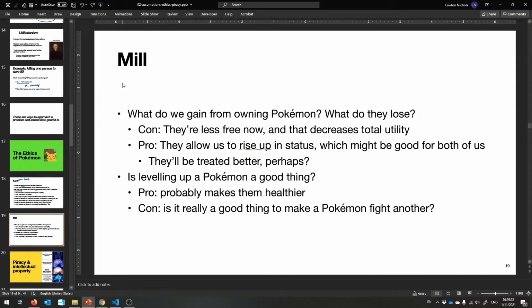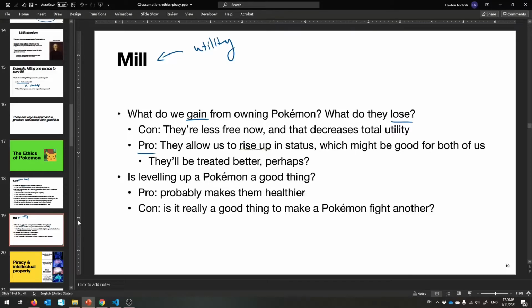And now let's talk about what Mill might think. It's always about utility. What's gained? So what do we gain from owning Pokemon, and what do they lose? This is the trade-off. That's how we determine utility. A con would be that they're less free if we go and catch them, and that would decrease their utility. Maybe they want to be free out in the wild. Pikachu didn't like his Pokeball, right?